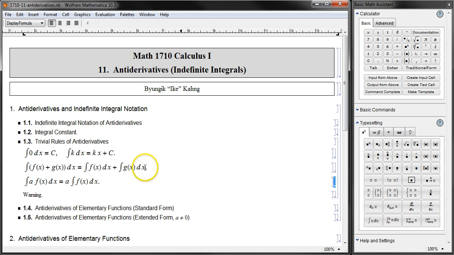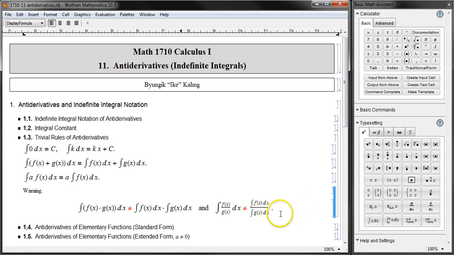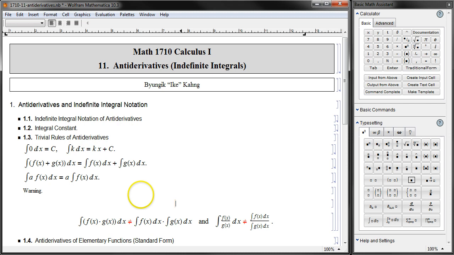A bit of warning, by the way, related to this one. Antiderivative of sum is equal to sum of the antiderivatives. Yes, but not the product or quotient. Antiderivative of product is not the same as product of the antiderivatives. Same for quotient. We have such a thing called product rule and quotient rule, I think. Do you remember? Derivative of u times v, what was it? It wasn't u prime times v prime. No, that was not true.